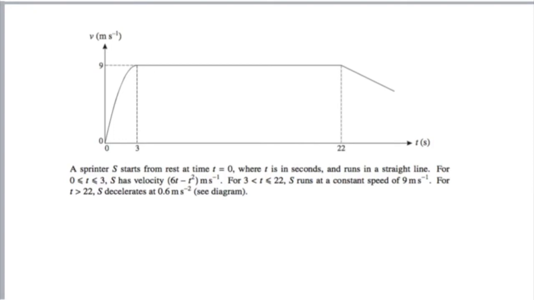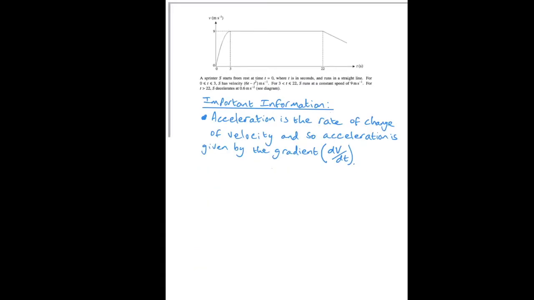On the initial reading of this question, it is clearly to do with velocity time graphs. This type of graph has certain key information of which we should be aware. Firstly, notice that as the acceleration is the rate of change of velocity, the acceleration is given by the gradient of the graph at all points.